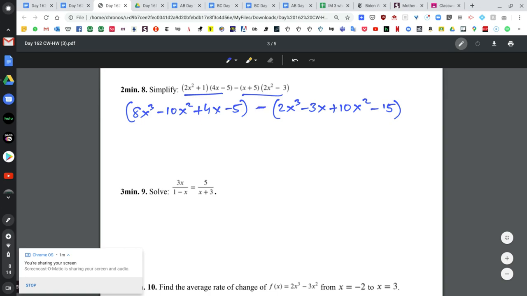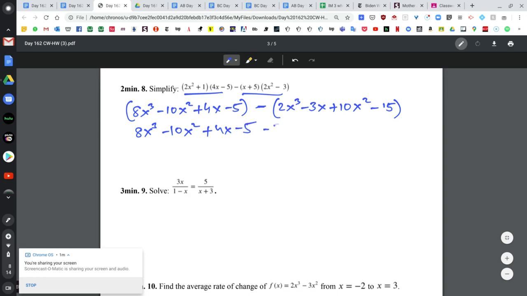So, okay. Now I'm going to combine like terms. So which is really 8x cubed. Oh, good news. There are really no like terms, if you look carefully. If there were like terms, I would combine like terms. But over here, now I can just open up the parentheses. So it's 8x cubed minus 10x squared plus 4x minus 5. There's a negative sign in front, so the signs will flip. Plus 3x, careful. Minus 10x squared plus 15, correct?